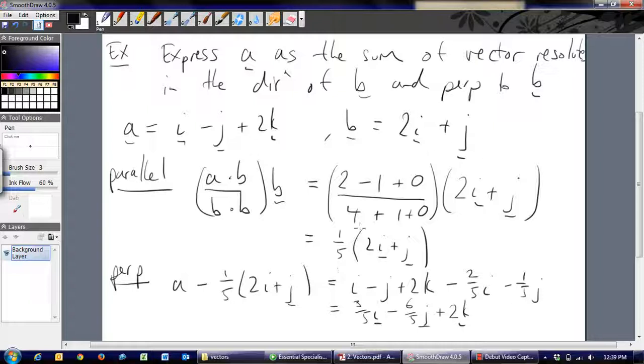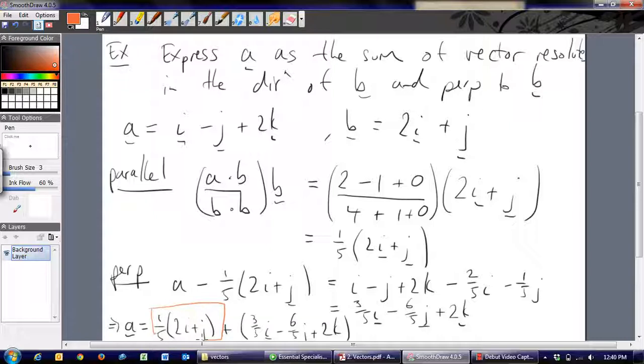Really, really easy. Now the question asks, express A as the sum of vector resolutes in the direction of B and perpendicular to B. So what this means is that we can write A as the sum of this vector plus this vector here. So it's equal to 1/5 of 2I plus J, plus, I'll put it in brackets so you can see what's happening, 3/5 I minus 6/5 J plus 2K. This is how you'd need to write it. And that was the only tricky thing about last year's exam question, that you have to write A as the sum of 2 vector resolutes. We have now written A as the sum of its parallel to B component and its perpendicular to B component.